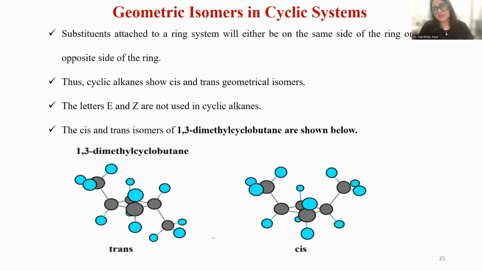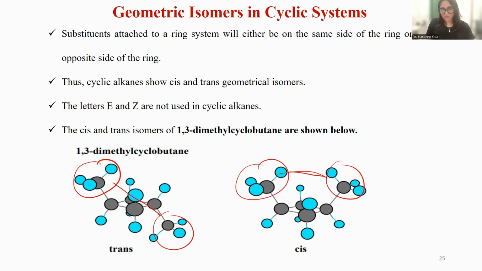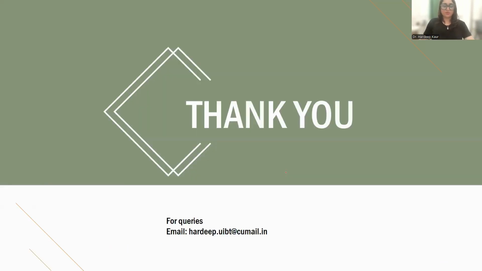Geometrical isomerism can also be seen in cyclic systems, in which the letters E and Z are not used. In cycloalkanes, first of all, they can show cis and trans geometrical isomerism. Here, this group is here and this is here, on a trans face. And here, they are on the same side, so cis. Thank you so much, guys.